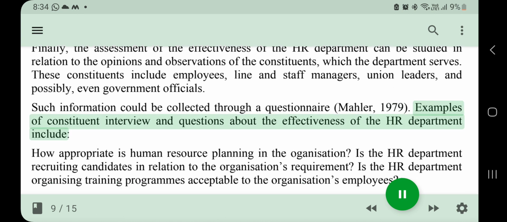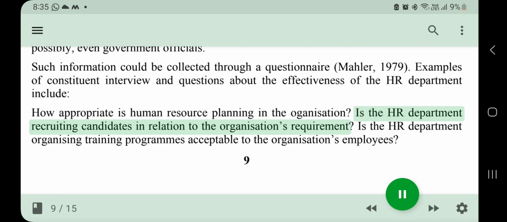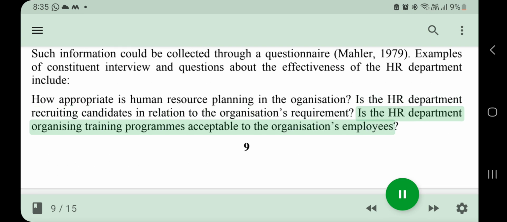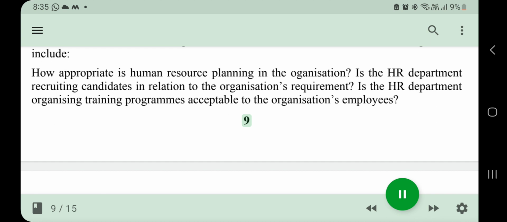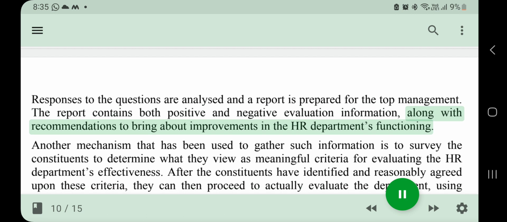Examples of constituent interview questions about the effectiveness of the HR department include: how appropriate is human resource planning in the organization? Is the HR department recruiting candidates in relation to the organization's requirement? Is the HR department organizing training programs acceptable to the organization's employees? The responses to the questions are analyzed and a report is prepared for the top management. The report contains both positive and negative evaluation information, along with recommendations to bring about improvements in the HR department's functioning.